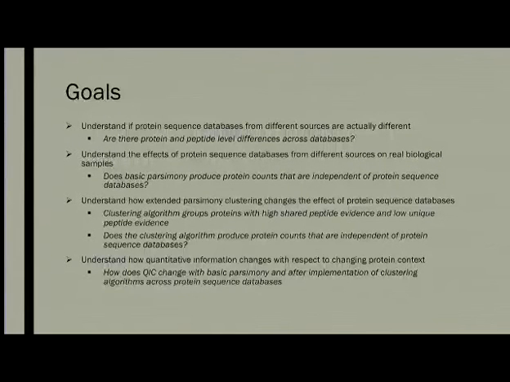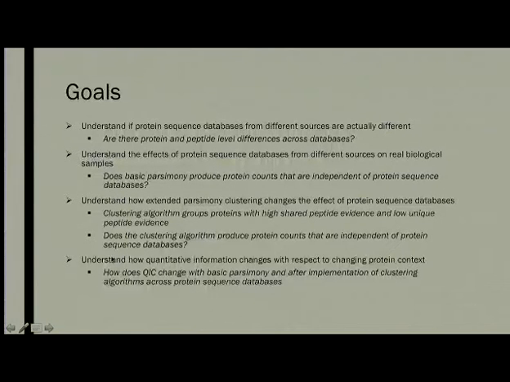And what they do is, they're implemented after the protein inference logic. So they use the parsimonious list of proteins, and we group. The way they work is they group proteins with high shared peptide evidence and low unique peptide evidence. So the question of interest here again is, does this extended parsimony clustering produce protein counts that are independent of the protein sequence databases? And finally, the last goal is to understand how the quantitative information changes with respect to the changing protein context.